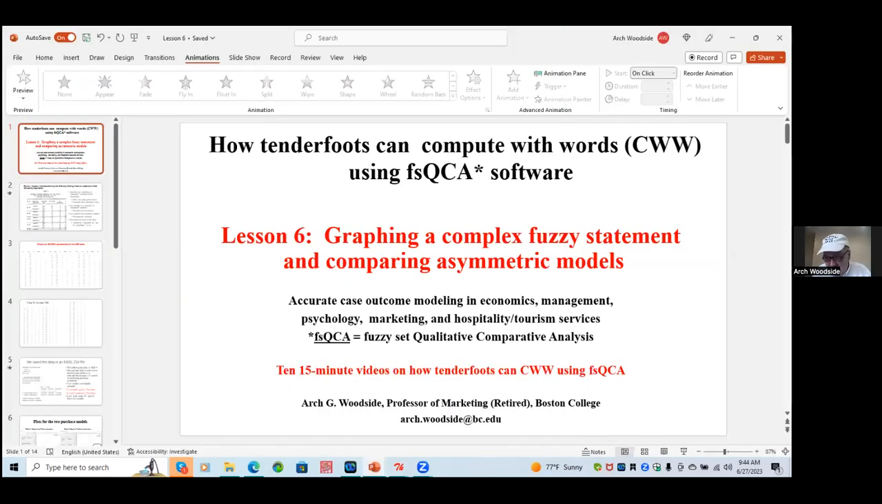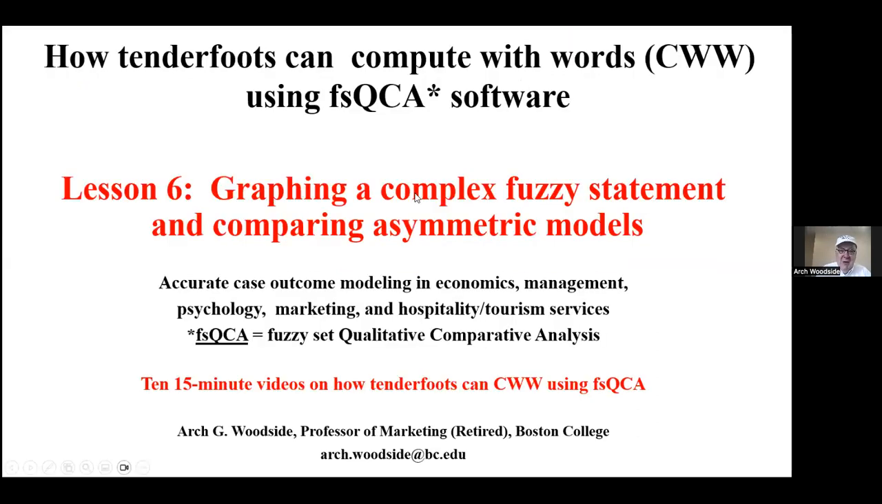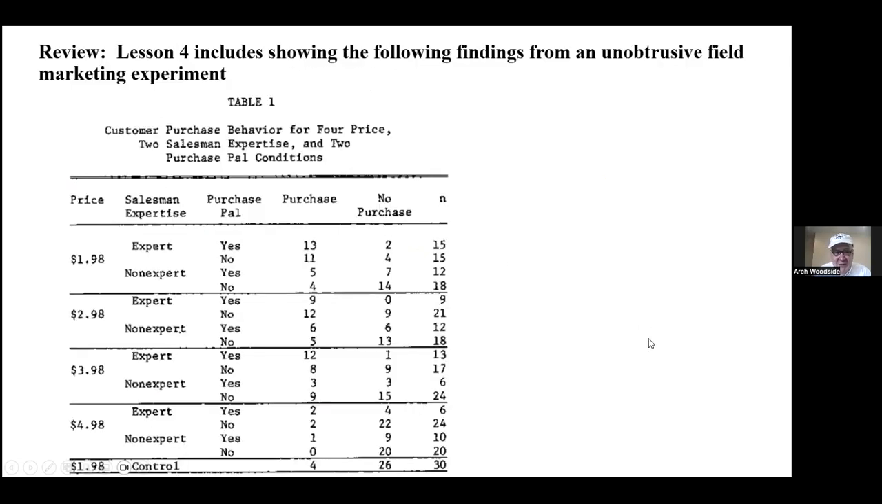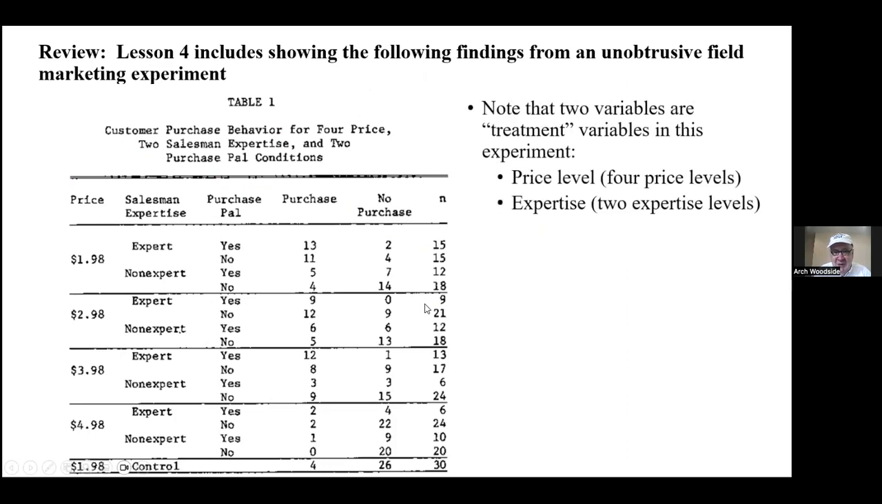What we're going to be looking at is graphing a complex fuzzy statement. This is your output from fuzzy set analysis, comparing symmetric models, or asymmetric models, excuse me. We're working with data from this crosstab that we looked at back in lesson 4, and what we did was pull up the data and put it into an Excel spreadsheet.